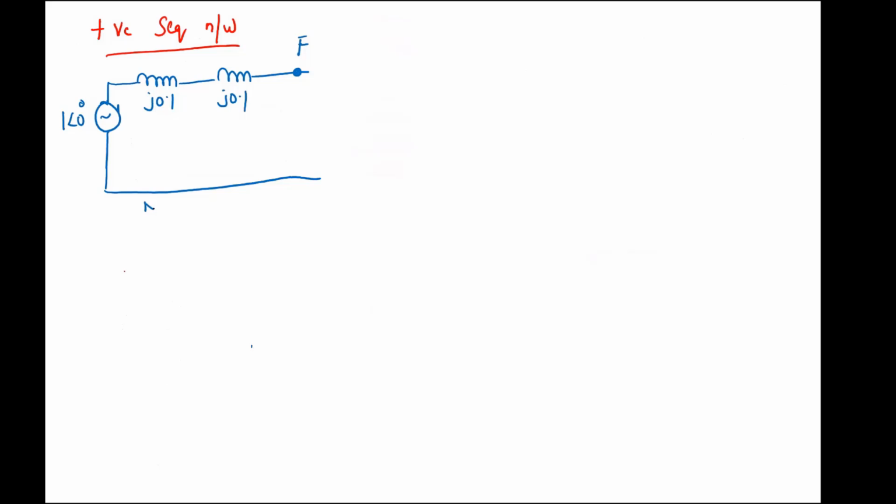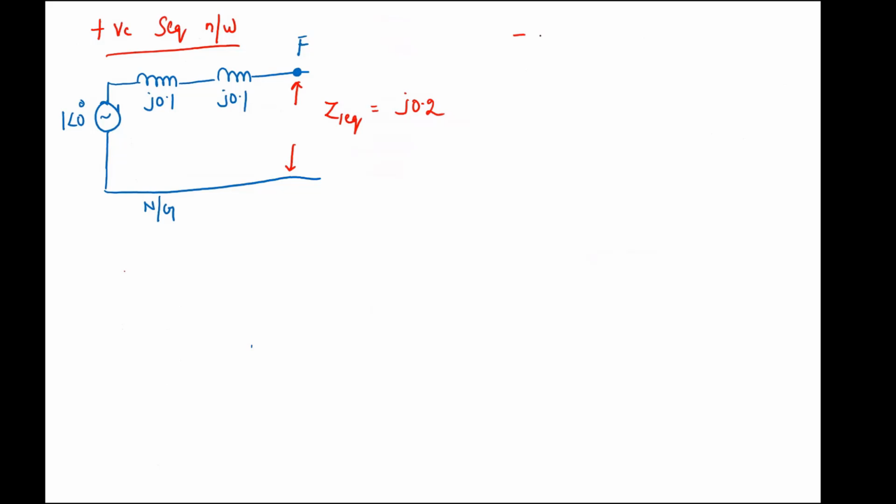This is neutral or ground. The reference for the positive sequence network is neutral or ground. So if you calculate the Thevenin's impedance, that is the Z1 equivalent value, you are going to get j0.2. That is the positive sequence Thevenin's impedance.